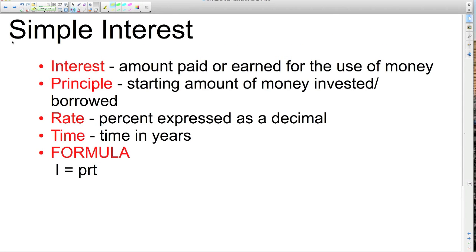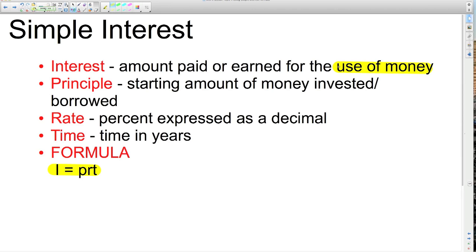Here we're going to be taking a look at the simple interest formula. The actual formula is down here for some reason. I guess I put it down here because I was going to talk about these definitions first. But the formula is I is equal to PRT, where I is the interest. The interest is defined as the amount paid or earned for the use of money.